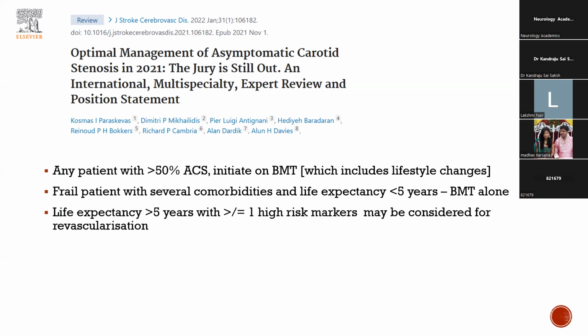If you are looking for that and you find that there is 90% stenosis, one thing is to initiate the best medical therapy. That is the first thing we can do. Then we can discuss with the patient as well as the family.